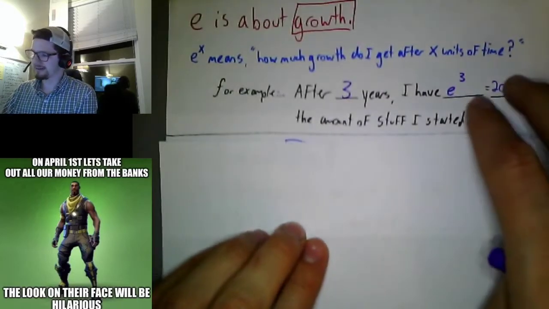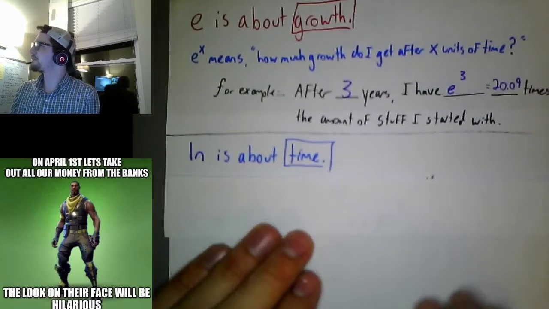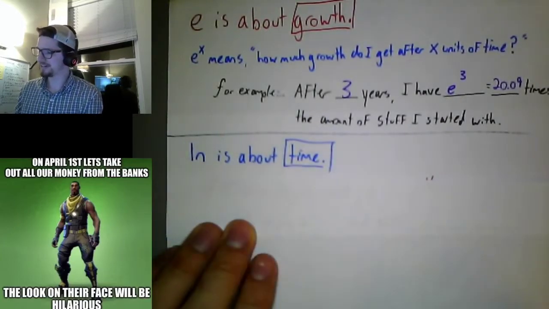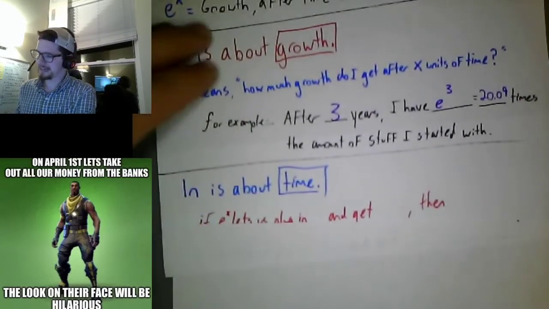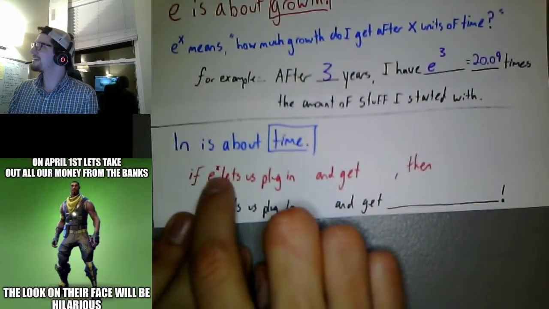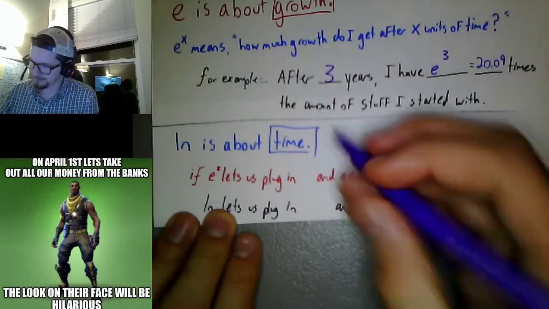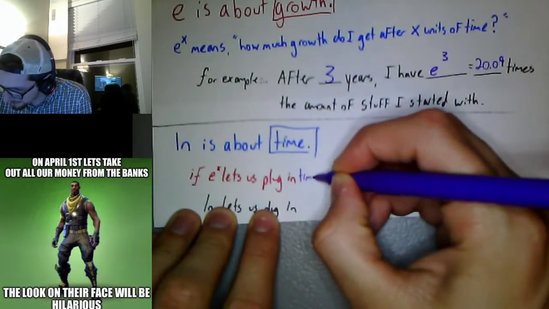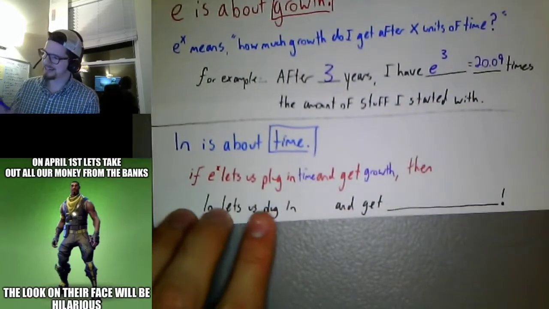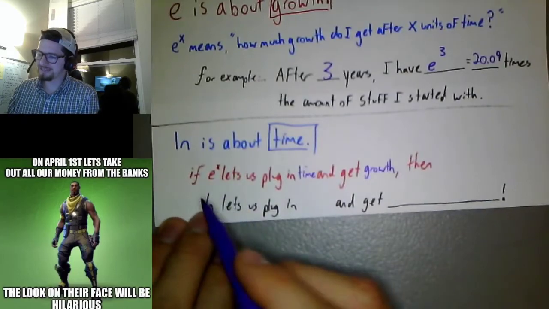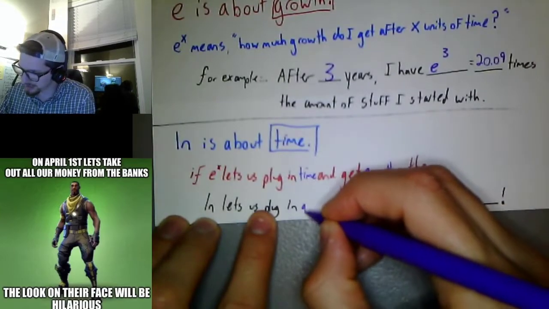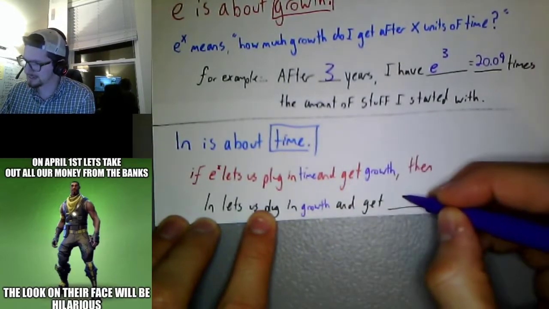Now let's do a little bit about ln. While e is about growth, ln, the natural log, is about time. e helps you find growth, the natural log will help you find time. In other words, if e to the x lets us plug in time and get growth, then the natural log lets us plug in growth and get time.